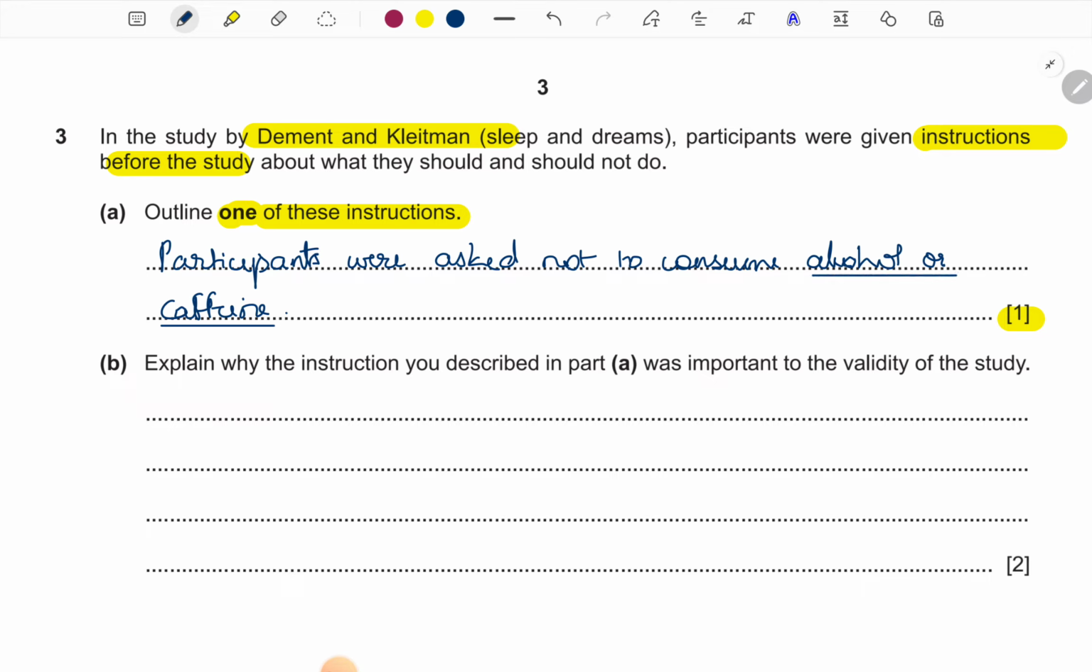I have nothing to say in terms of common mistakes. I think students generally answer this question well. It's very direct and it's just for 1 mark. The next question is, explain why the instruction you described was important to validity of the study.